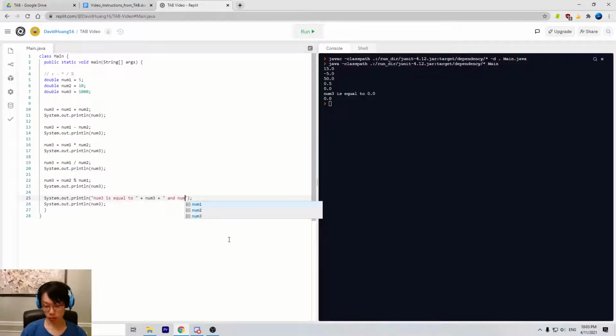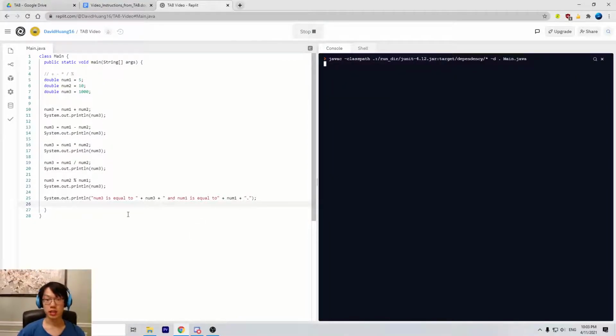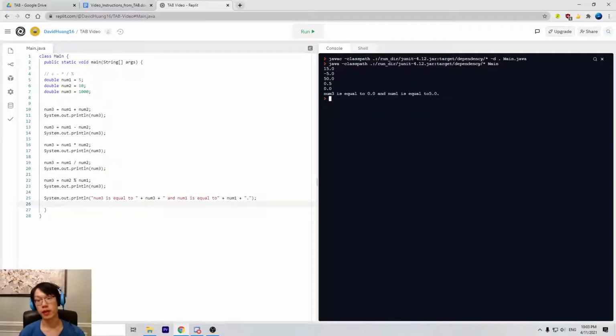And num1 is equal to, and then if we want to add num1, we can do num1. And again, we could do something else, like a period now. We can probably delete this since we already know what num3 is, as it says up here. So we wait for it to compile. And we get num3 is equal to 0.0, and num1 is equal to 5.0. And it looks like we forgot the space here. But if we were to add it, it would just put a space here.